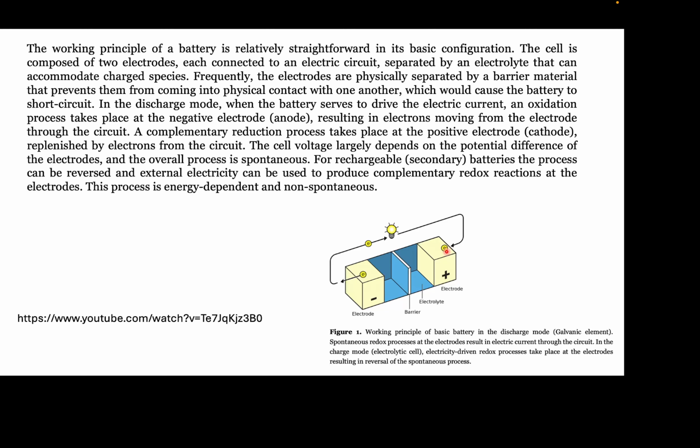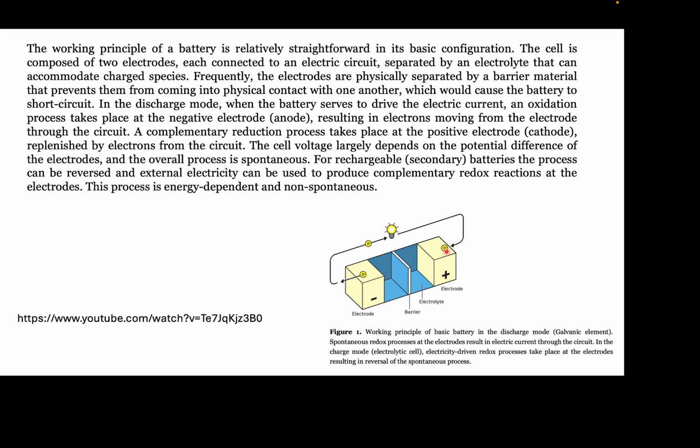A complementary reduction process takes place at the positive electrode, that is cathode, replenished by electrons from the circuit. The cell voltage largely depends on the potential difference of the electrodes, and the overall process is spontaneous. For rechargeable or secondary type of batteries, the process can be reversed and external electricity can be used to produce complementary redox reactions at the electrodes. This process is energy dependent and non-spontaneous.